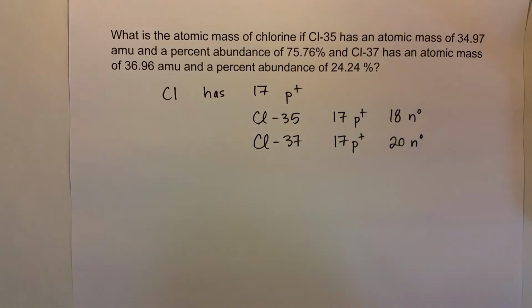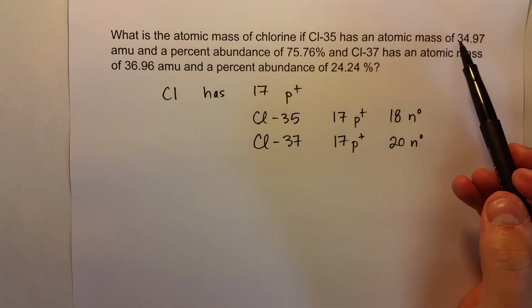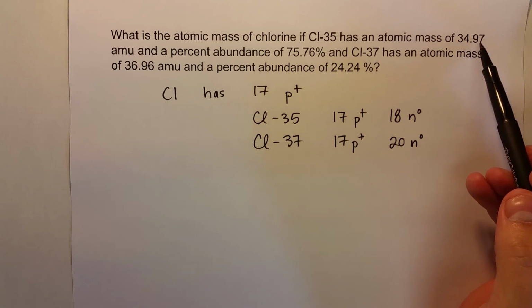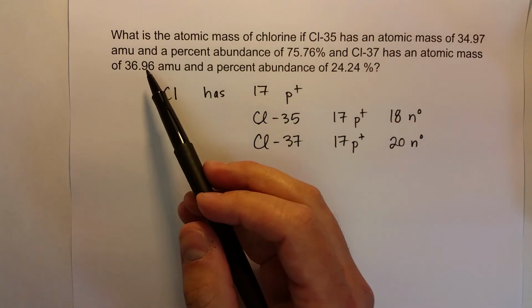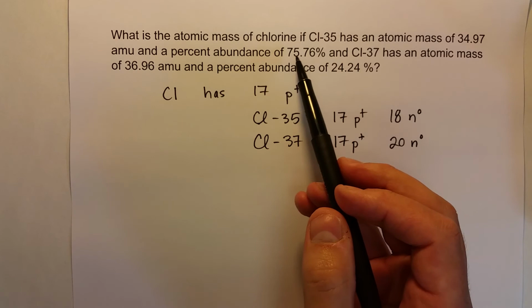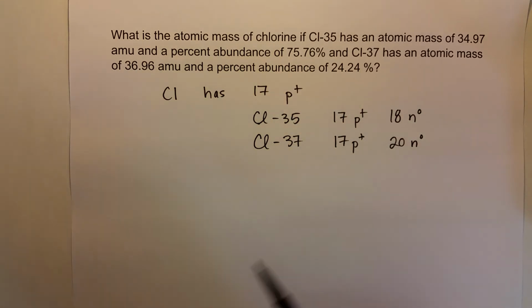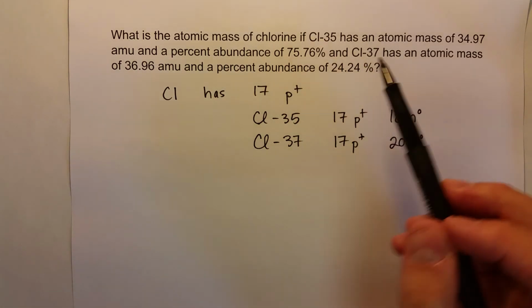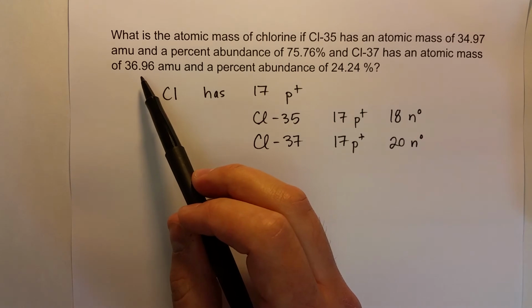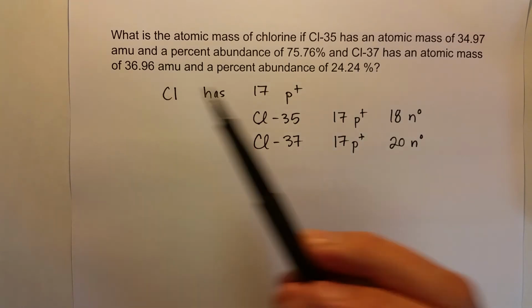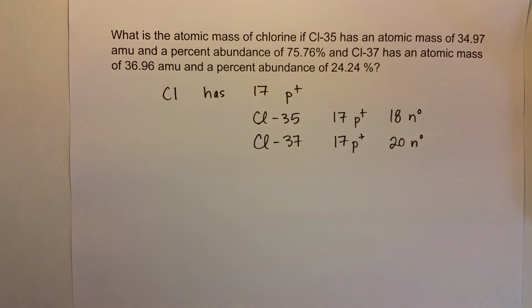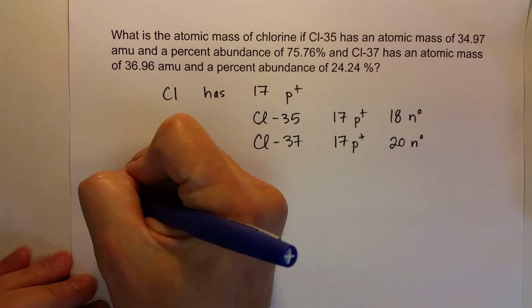All right, so the atomic mass, the actual mass of chlorine-35 is 34.97 AMUs, and it has a percent natural abundance of 75.76. The other isotope, chlorine-37, has an exact mass, or atomic mass, of 36.96, and a natural abundance of 24.24. So let's calculate the average mass of these, taking into account the isotopic abundance, which of course is the atomic mass.